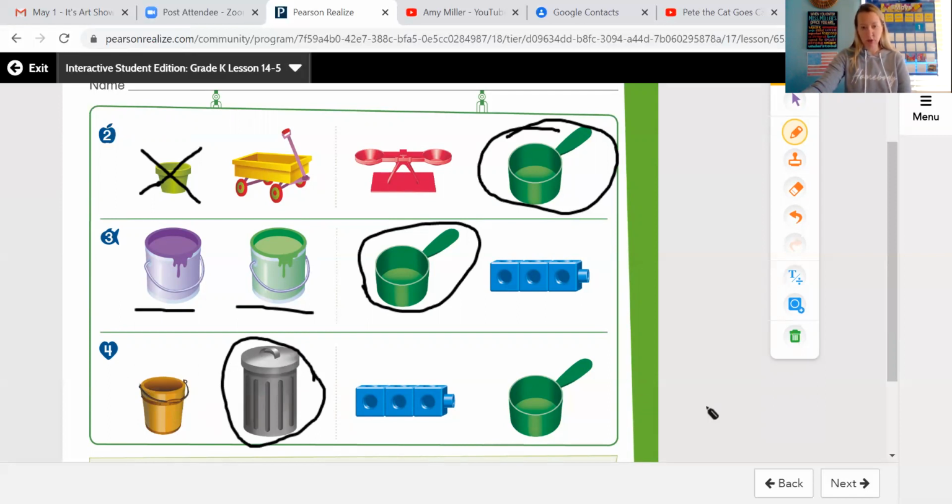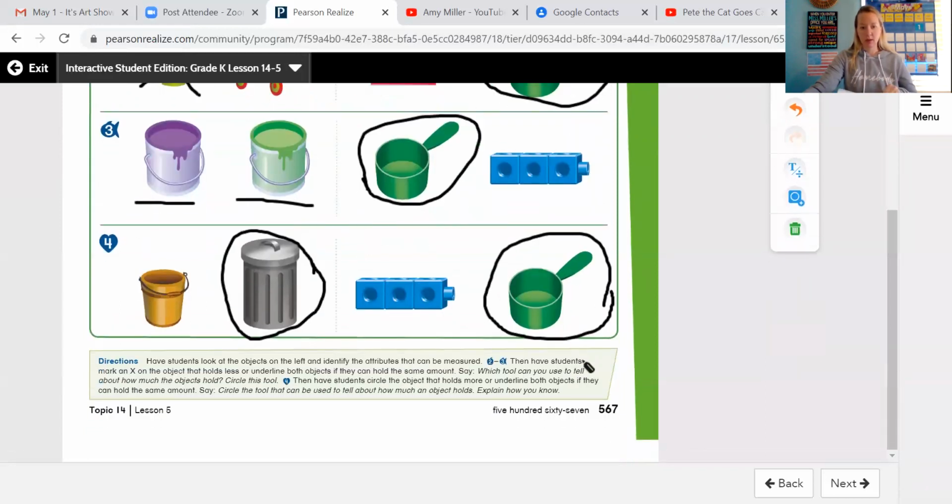And now over here, you need to circle the tool that can be used to tell about how much an object holds. Which tool tells about how much an object holds? A cube train or a measuring cup? If you said measuring cup, good job. Go ahead and circle that.